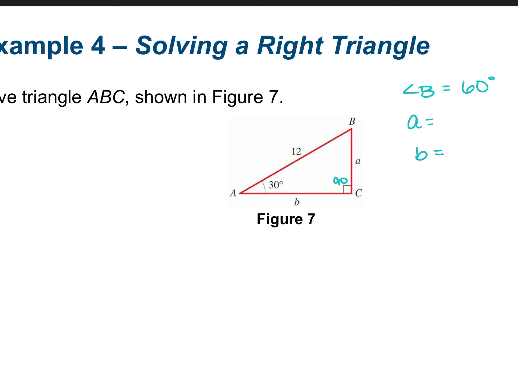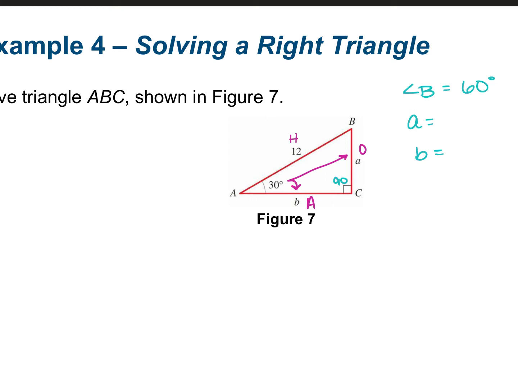Is our opposite or our adjacent? That 30 degrees is your theta. So across from that 30 is your A. That is your opposite. Adjacent or next to that 30 is your B. So that's your adjacent.